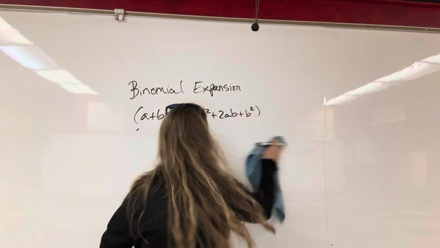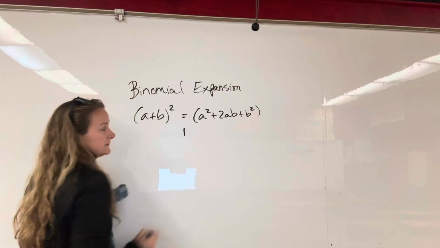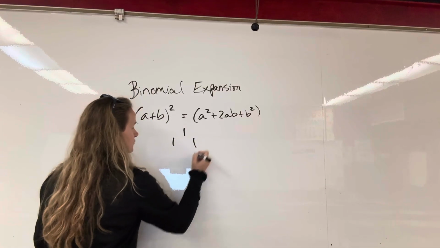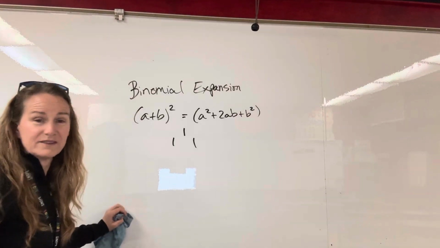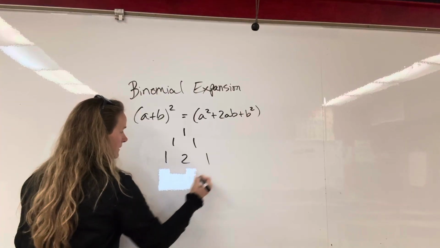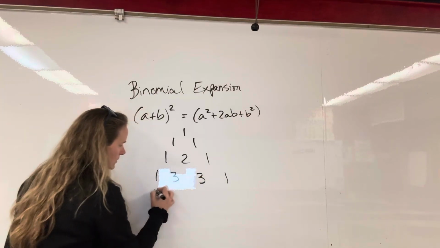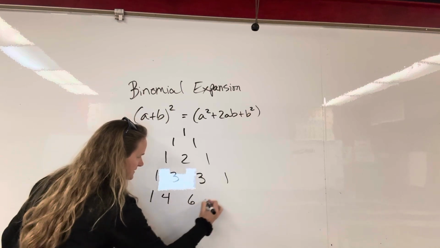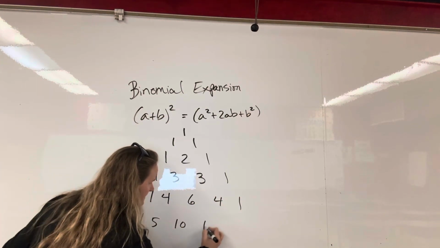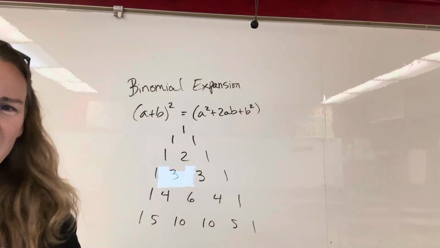If I were to expand this using Pascal's triangle, I'm going to give you what Pascal's triangle actually is. So Pascal's triangle, start at the top with a 1, and then the diagonals of this triangle are always going to be 1s. Then we've got 1, 2, 1; 1, 3, 3, 1; 1, 4, 6, 4, 1; 1, 5, 10, 10, 5, 1. And this would go on forever and ever.